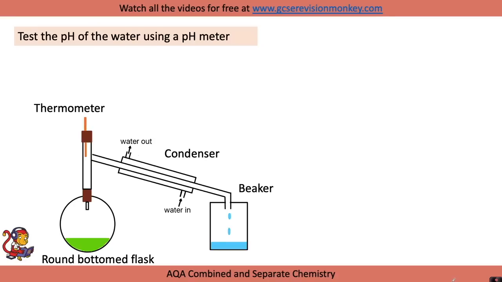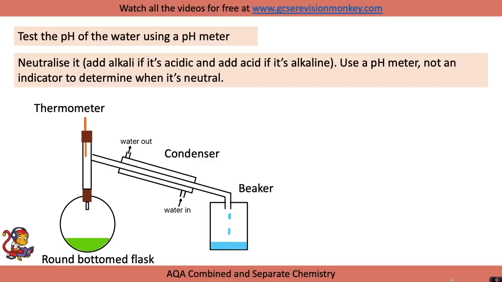So in this purification process, we would test the pH of the water using a pH meter. We would neutralise it if we needed to by adding alkali if it's acidic, or adding acid if it's an alkali. And we use a pH meter, not an indicator, to determine when it's neutral. Because if you're trying to purify a sample, there's no point adding an indicator like universal indicator in there, because you're just contaminating it. And a pH meter is going to give you a much more accurate result.